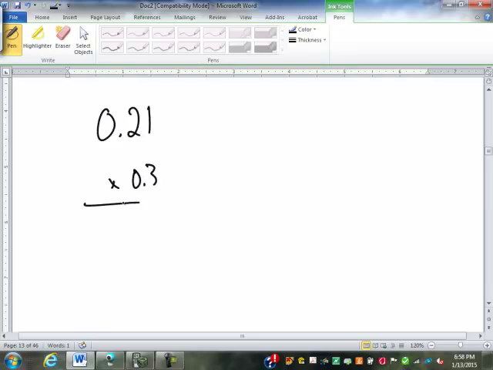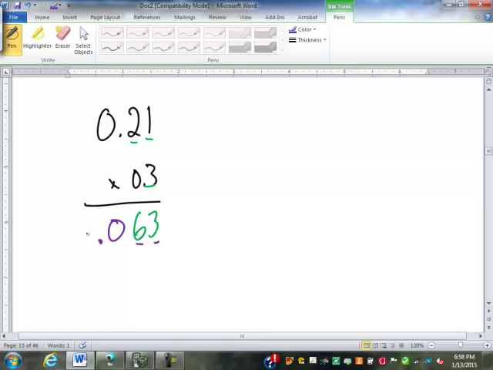Do I have to worry about lining up the decimal points if I multiply those? No, I don't, because when I multiply, I don't need the same name. 21 times 3 is 63. Where does my decimal point go? 3 spaces over. I have to add a 0 and put the decimal point in there.